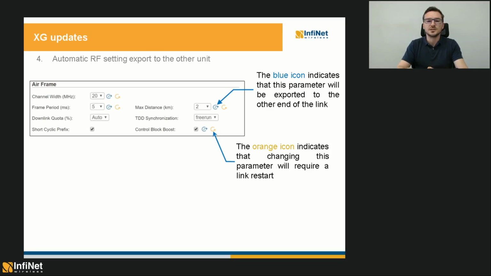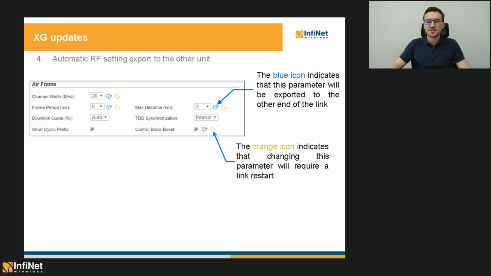don't lose the connection. In other words, if you want to change the frequency, frame period, or any other radio parameter, you can do it from one side of the link, and the setting will be applied to both sides automatically. This feature works for both master and slave units.